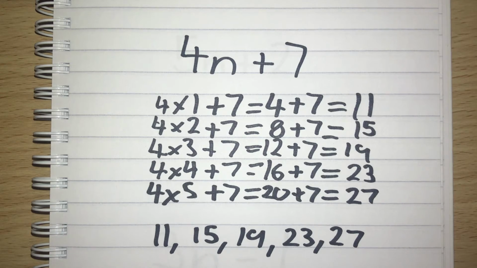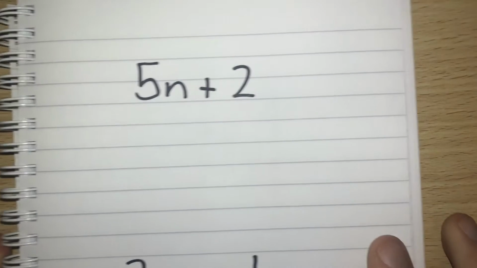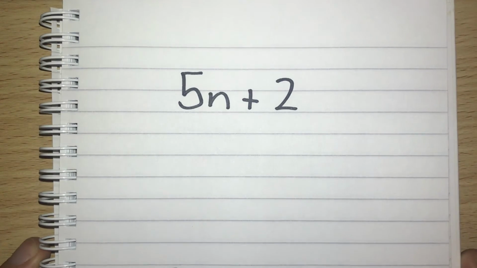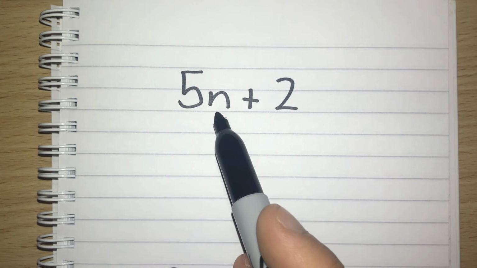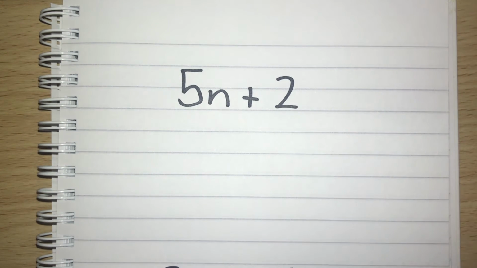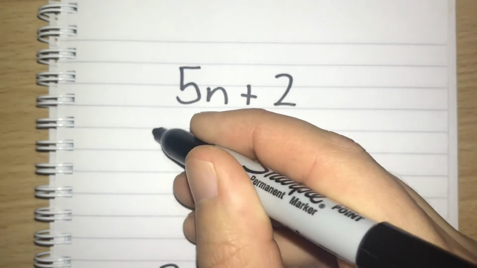Well, let's now look at another example. This time, we have 5n plus 2. So again, we need to find our first term. That's where n is going to be equal to 1. So 5 times 1 just gives us 5. We add 2. 5 add 2 would give us 7.